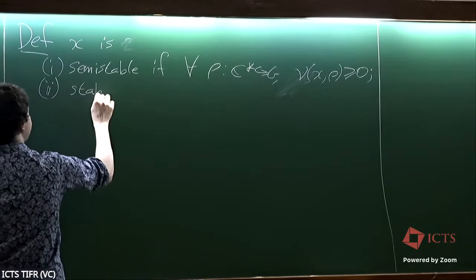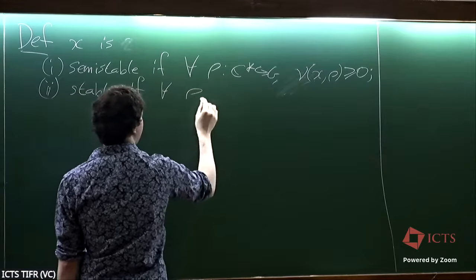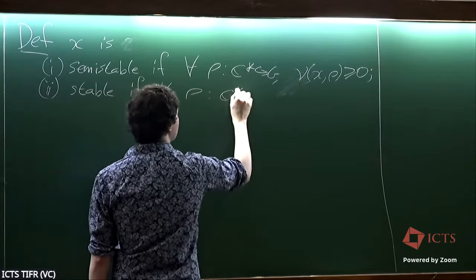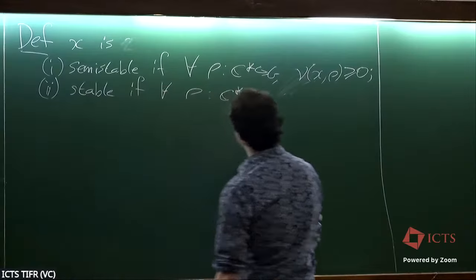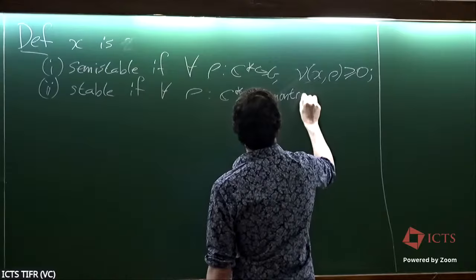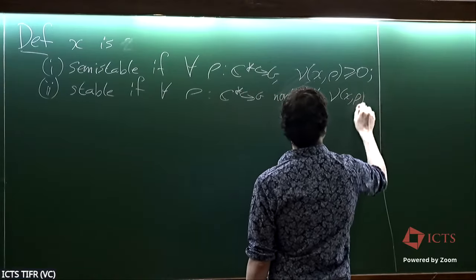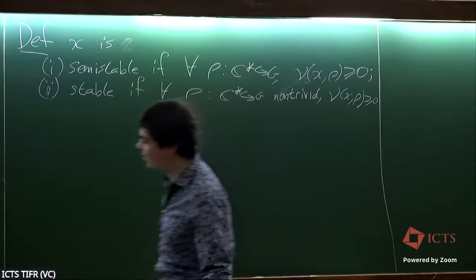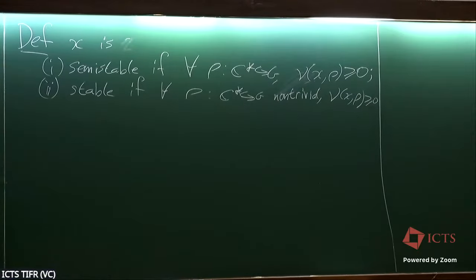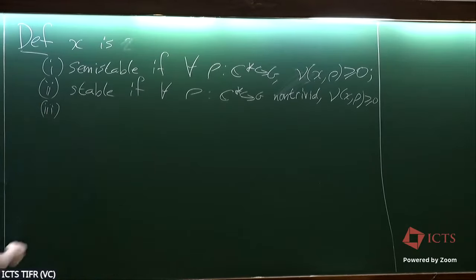Stable if for all rho non-trivial, not just identically the identity, we actually have strict positivity of the weights. So this nu, this is the weight. So it turns out that stable actually implies that the automorphism group is finite.